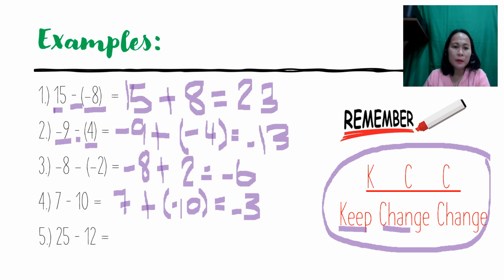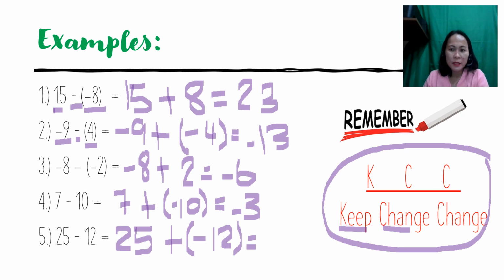And for example number 5, we have 25 minus 12. So we have to keep 25. Then change, and change. Then apply the rule in adding integers. So they have different signs, so subtract the numbers. 25 minus 12 is 13. And use the sign of the integer with a greater absolute value, which is positive 25. So we have positive 13.